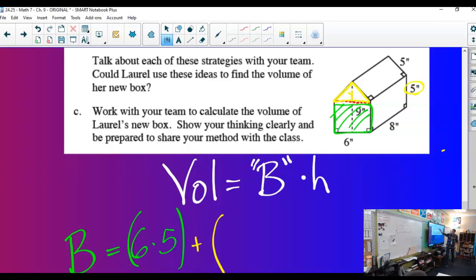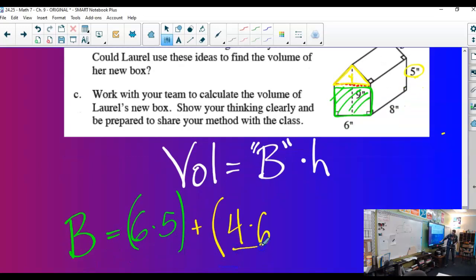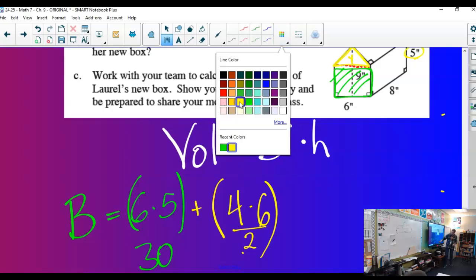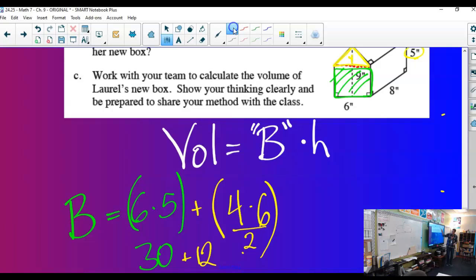4 times, not 5, 6. I think you said 6. My brain just did it wrong. But because it's a triangle, you divide it by 2, or half, or however you want to think about it, you've got to do half somewhere. All right, what's 6 times 5? 30. 6 times 4, then half of that? 12. And our total here is?